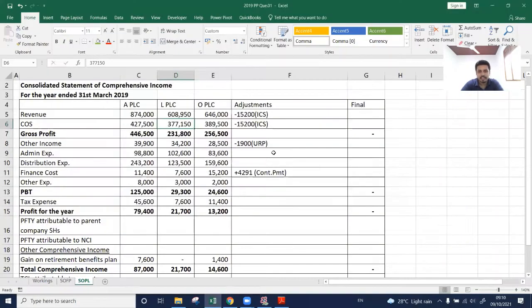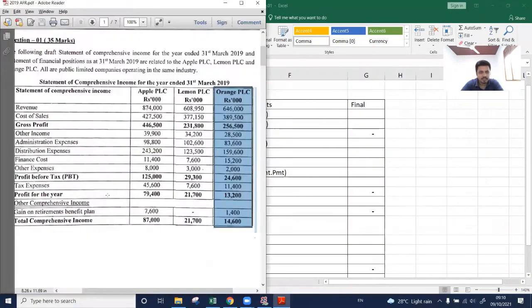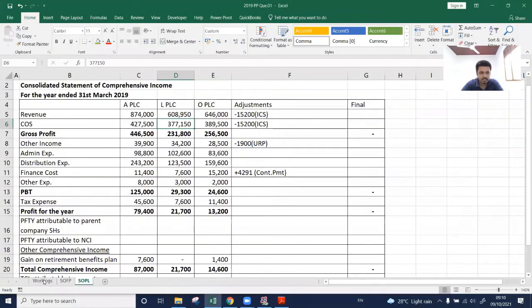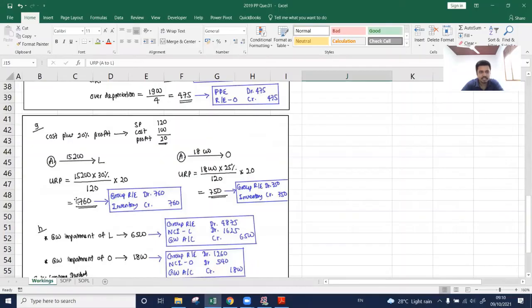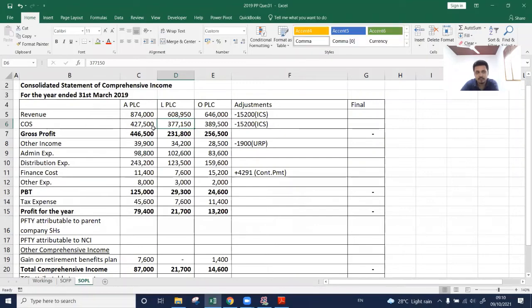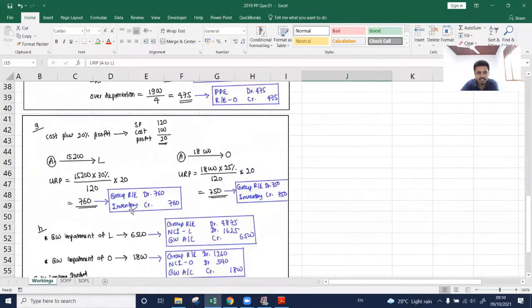What is the unrealized profit amount? Unrealized profit amount, that is 760, that also needs to be eliminated. Profit එකෙන් අයින් වෙන්න ඕන. Profit එක අඩු වෙන්න ඕන. Profit එක අඩු කරන්න නම් what we need to do? So this is linked with what? This is linked with inventory. Right? This is linked with inventory.